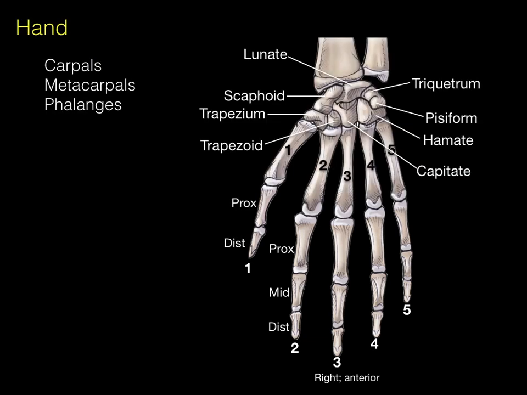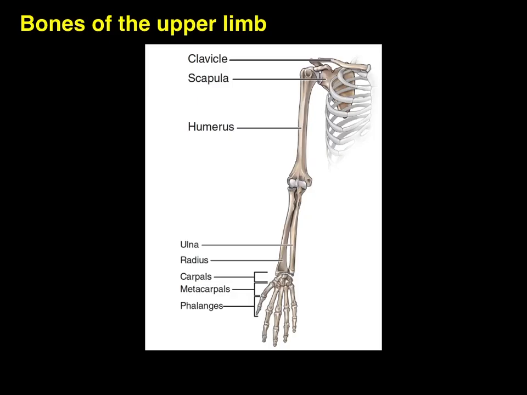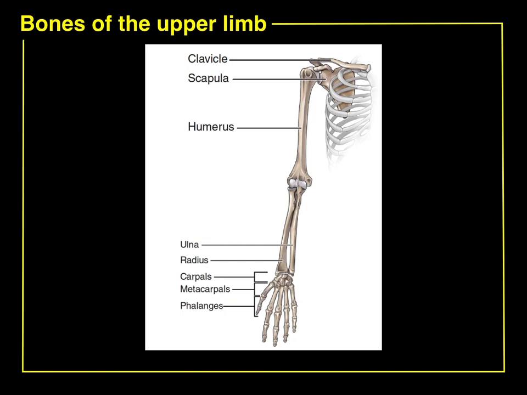So there are all the bones of the hand labeled. So there, my friends, are all the bones of the upper limb in a nutshell.